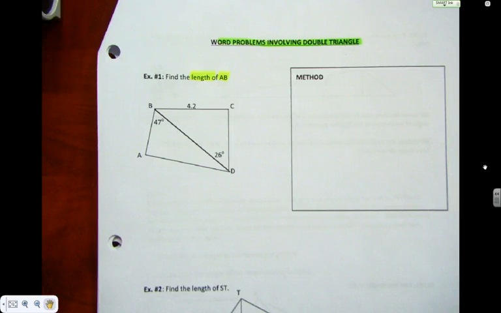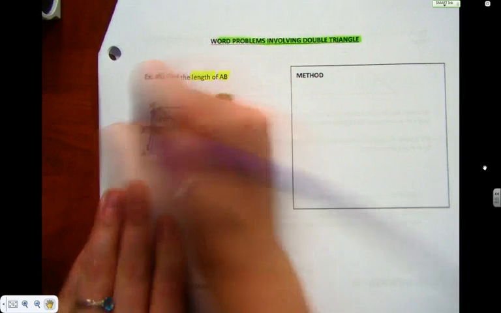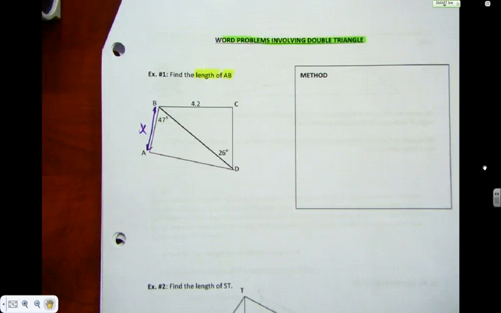What does it mean when it says AB and it just sticks those two letters together? It means from A to B. So let's put an X there. We're talking about A to B. That's the side we need to find.